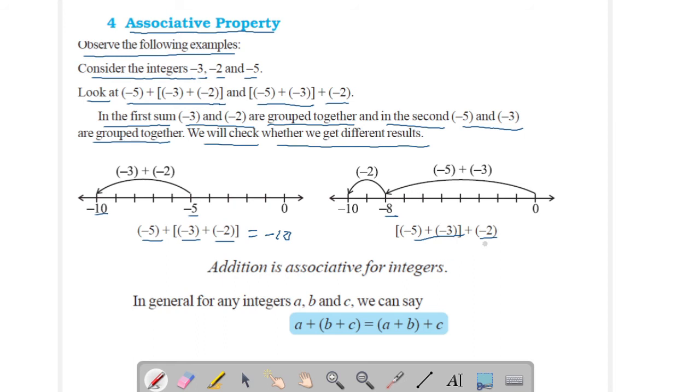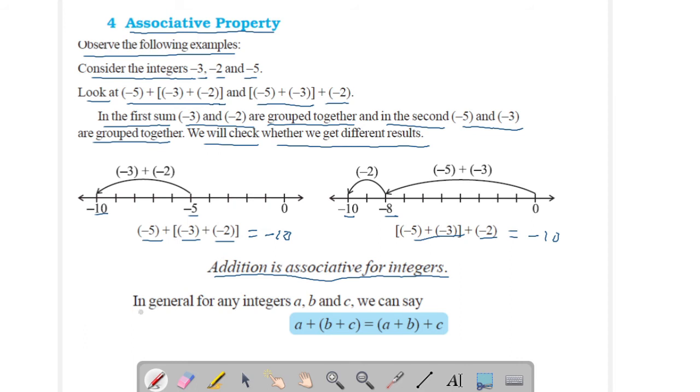And after that we have to add minus 2. We have to jump 2 steps towards the left-hand side. So if you add minus 2, you will get minus 9, minus 10. We will come to minus 10. It means its answer is also minus 10. It means if you add any three integers in any way, your answer remains the same. Therefore, we can say that addition is associative for integers.